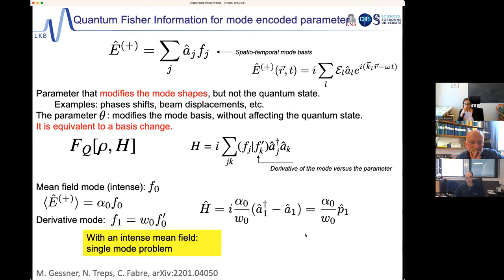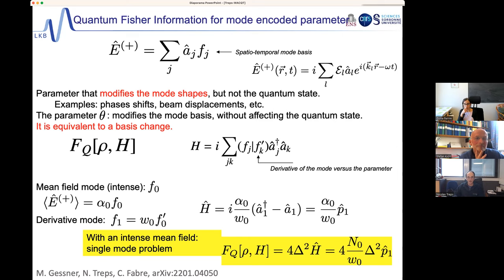And I insist on this result, this is not the Cramér-Rao bound anymore. This is a quantum Cramér-Rao bound. So you can show that whatever your problem, in the limit when you have an intense field, the only mode which is relevant is the one which is a derivative of your system. And you find that the Fisher information is now the variance of this.